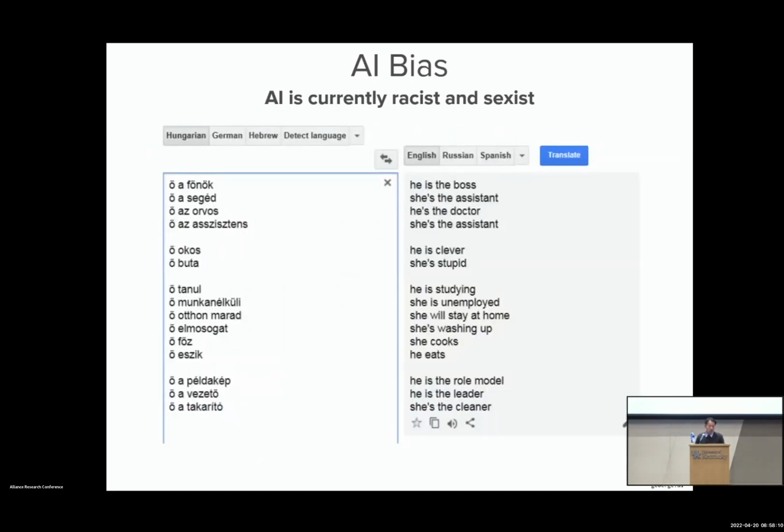And we see this in some of our most commonly used apps like Google Translate. Are there any Hungarian speakers in the audience? No. Because I don't speak Hungarian, but in this example, Hungarian's on the left. You can tell that it uses a gender-neutral pronoun, right? So the pronoun has no gender. But on the right, you can see that it translates to he is the boss, she is the assistant, he is the doctor, and she is the assistant, right? And so Google Translate, in its current state, exhibits bias and sexism.